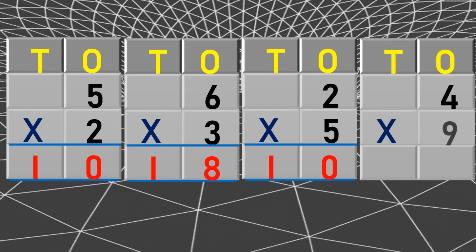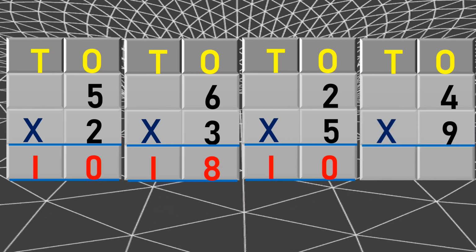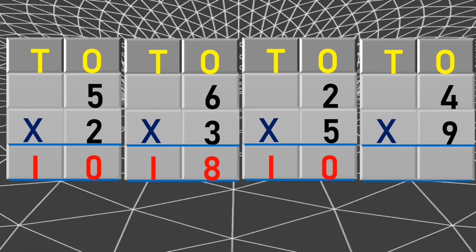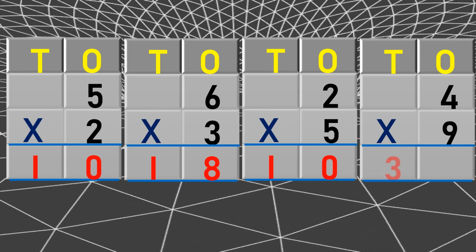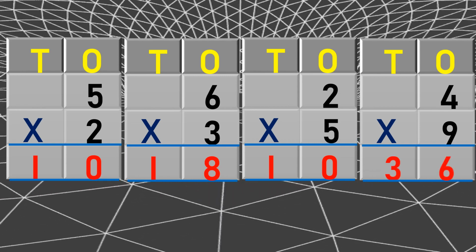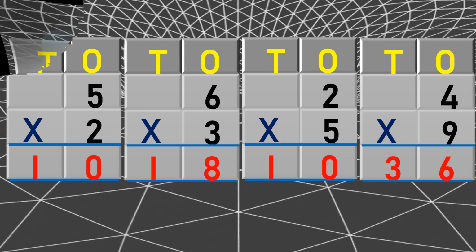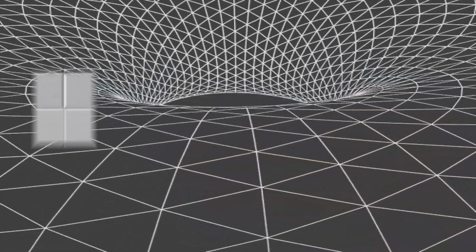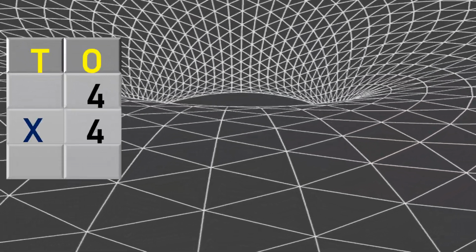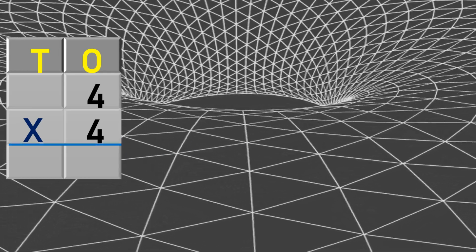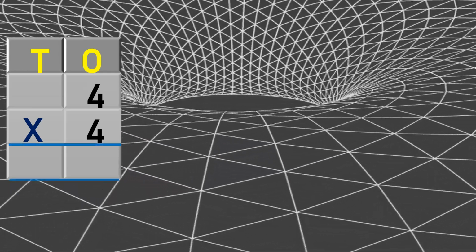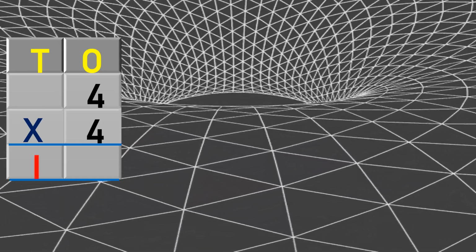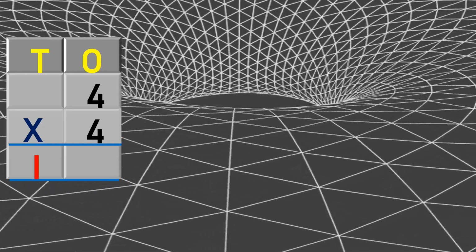4 into 9. Now quickly move to the 4 table and find out what is the answer. 4 nines are 36. Let's do some more practice. 4 into 4. That gives you the answer. 4 fours are 16. Perfect.